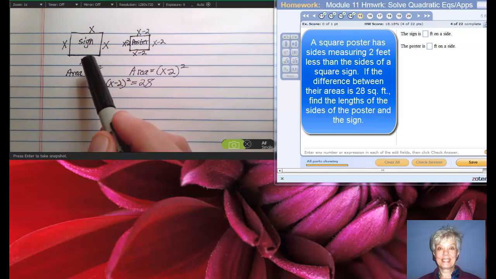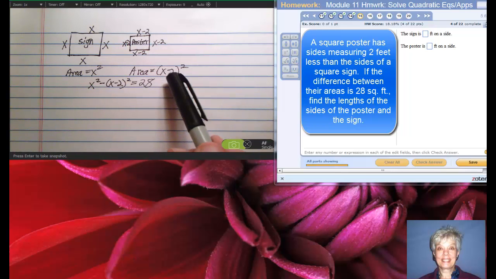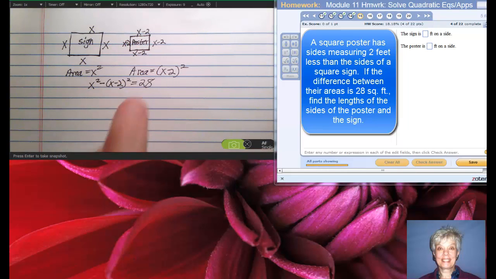The area of the sign is going to be length times width, x times x, which is x squared. The area of the poster is going to be x minus 2 times x minus 2, length times width. That will give me x minus 2 squared. And the problem says, if the difference between the two areas is 28, then I have to find the length of the sides of the poster and the sign. So here we go. Here is the bigger area minus the smaller area, and that difference is 28.